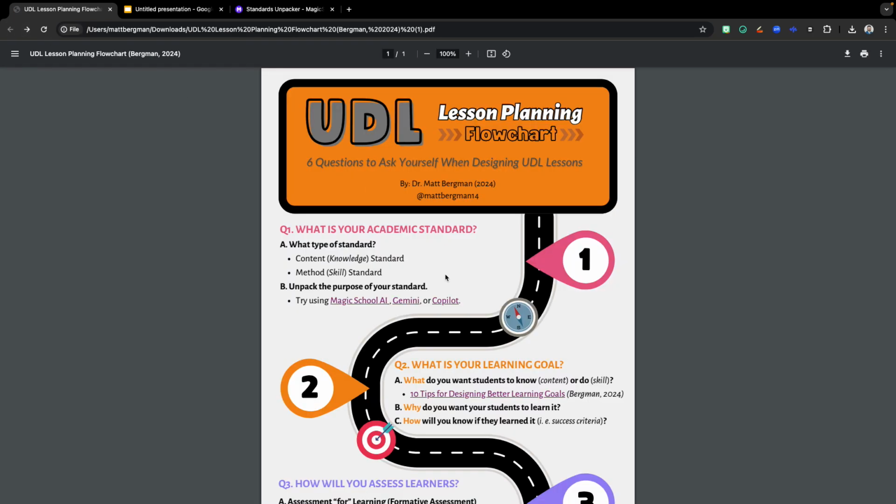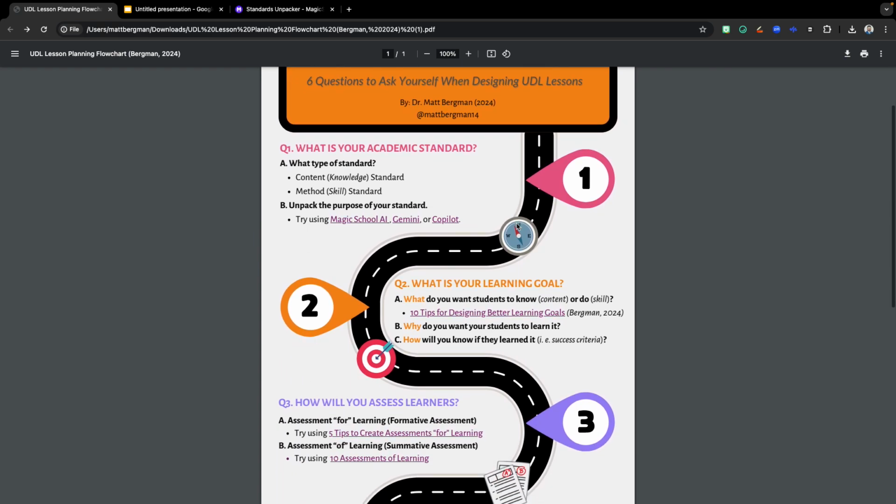Not only do you have that, but you also have this litmus test that you can ask yourself when you're designing a goal. And that is, what do you want students to know or do?